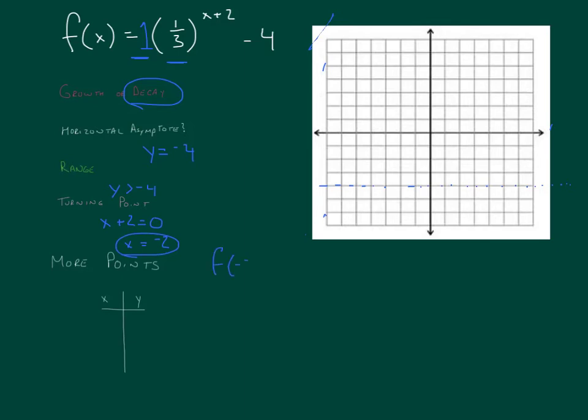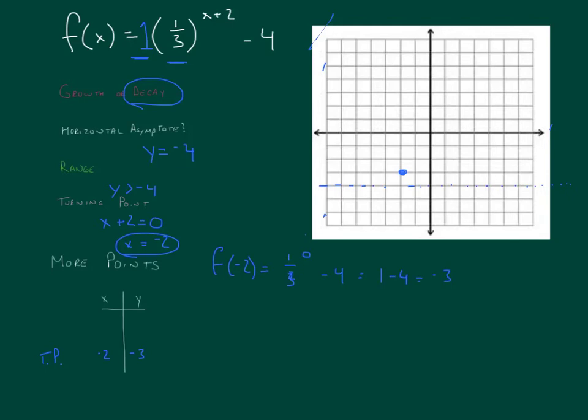f of negative 2 is going to be (1/3) to the 0 power minus 4, or a 1 minus a 4, or negative 3. So we have the point (-2, -3), and that's our turning point, if you will. Turning point of (-2, -3).